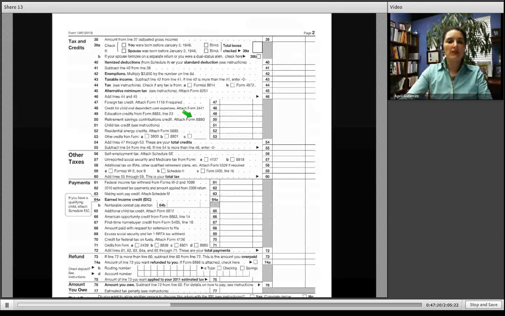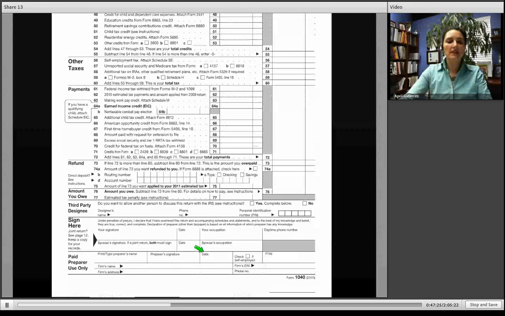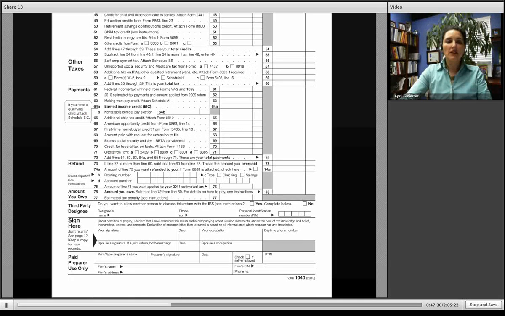And then we move down to page 2 of the 1040 form. And on page 2, in the signature section, if you are the surviving spouse, then you would sign it for the decedent as surviving spouse. So you would sign the decedent's name, so you would enter something to this effect in the signature section.